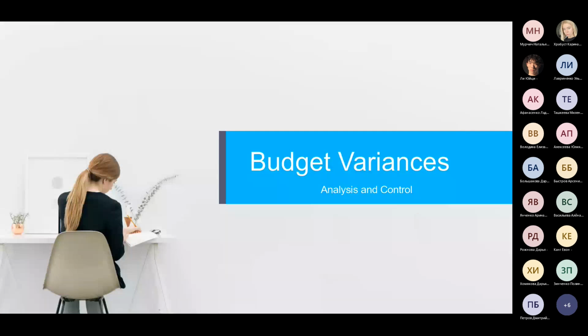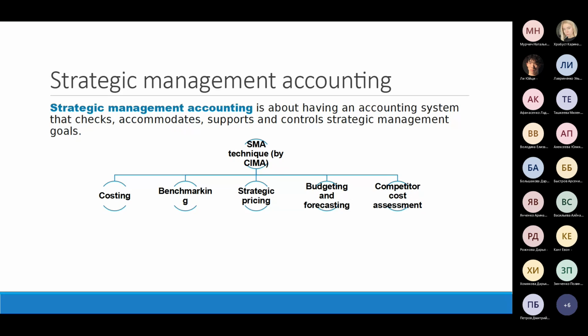So let's move to the first question and discuss why it is important to calculate budget variances and how to use them in analysis and control. If we look at the CIMA documents, we will see that strategic management accounting is defined as having an accounting system that checks, accommodates, supports, and controls strategic management goals. So it means that management accounting supports strategic decisions, and it is really useful for controlling how our strategic management goals are achieved or not achieved, and looking for the reasons why they are not achieved as we planned.